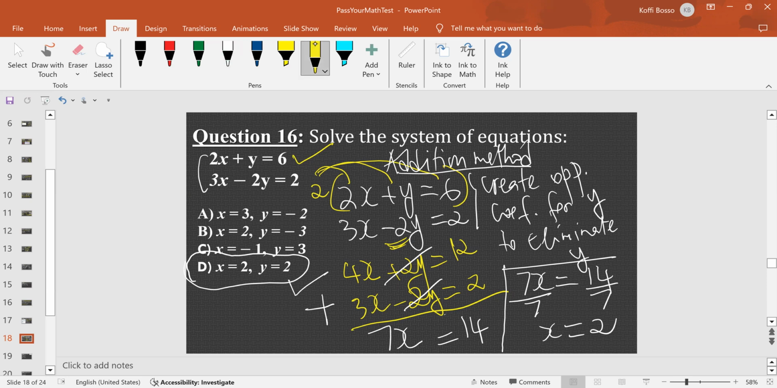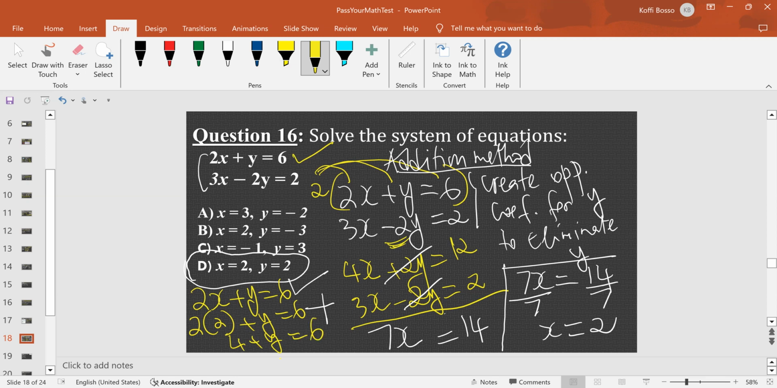Okay, I will pick the first equation. So 2x plus y equals 6. And you're going to replace x by 2 in this equation because we already solved for x. So if you replace x by 2, we're going to have 2 multiplied by 2 plus y is equal to 6. But you know that 2 multiplied by 2 is 4. So 4 plus y is equal to 6. So what do you think will be the value of y? Because they say 4 plus y equal to 6. So y will be 2 because 4 plus 2 is equal to 6.